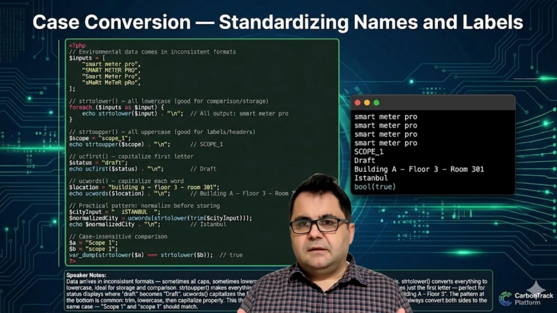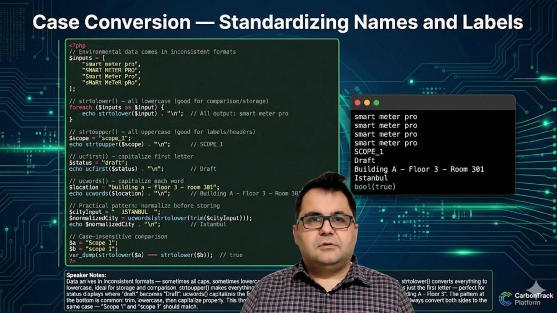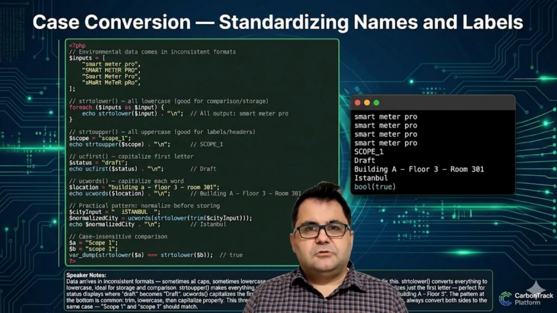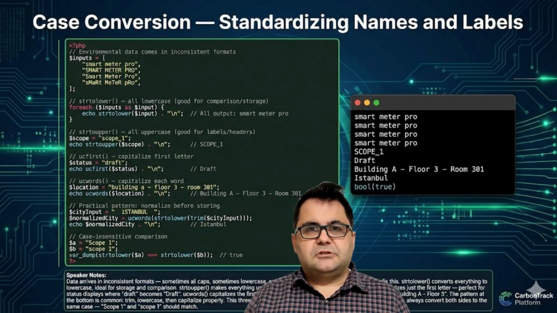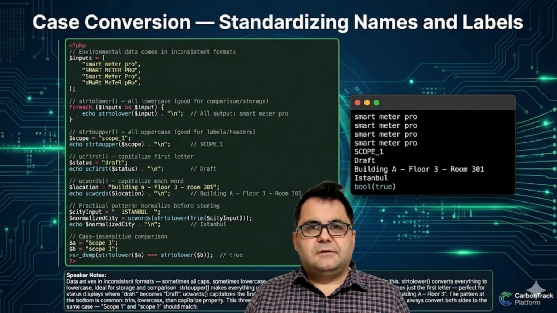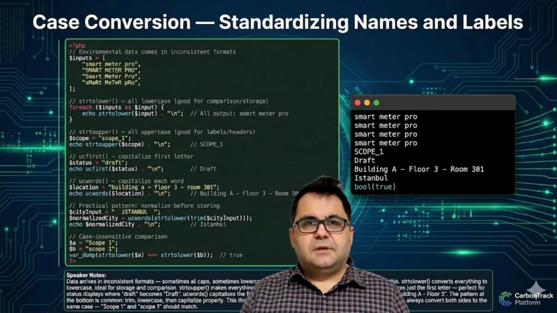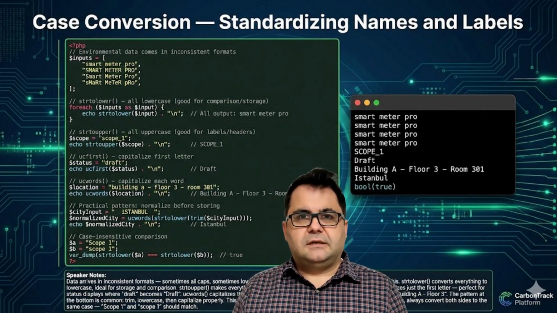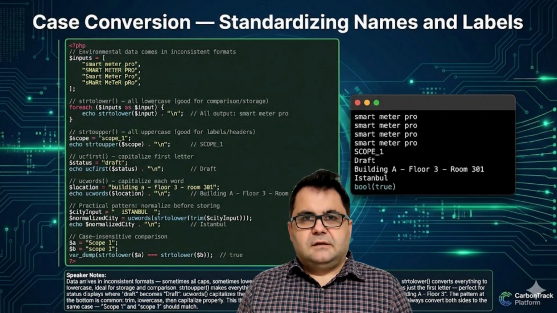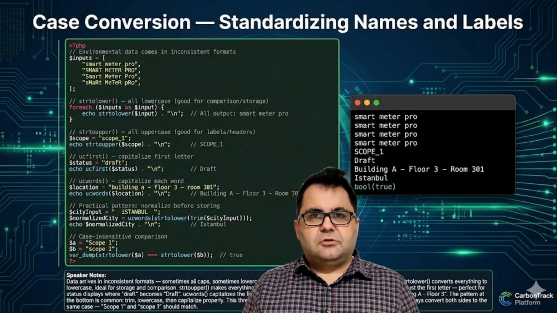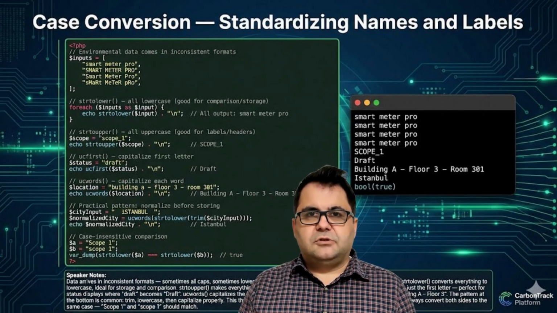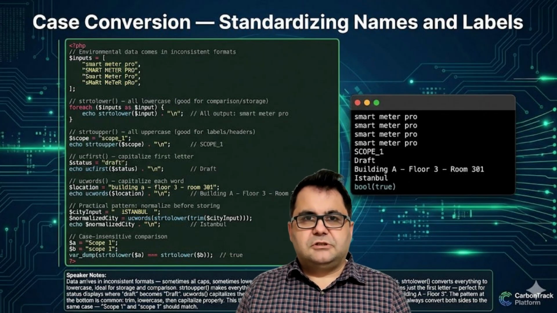strtoupper makes everything uppercase, good for headers and labels. ucfirst capitalizes just the first letter, perfect for status displays where "draft" becomes "Draft". ucwords capitalizes the first letter of each word, turning "building a floor 3" into "Building A Floor 3". The pattern at the bottom is common: trim, lowercase, then capitalize properly. This 3-step normalization ensures consistent data.